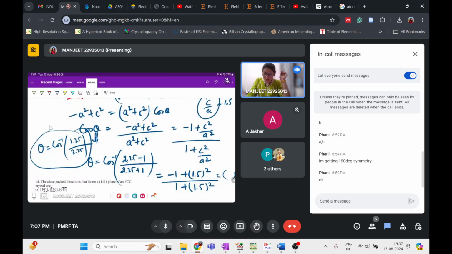Just divide by this one. I mean the 1.25 divided by the 3.25 and take the cos inverse of this one. So it will become, what are you getting for this one? What will it become?